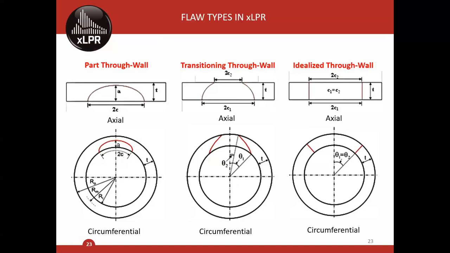After growing through wall, cracks are then treated as transitioning through wall flaws, or trapezoidal through wall flaws, which you can see in the center set of figures. Unlike shown in the figure here, they're treated as trapezoids rather than ellipsoids. After some period of through wall growth, the transitioning through wall flaws eventually become idealized through wall flaws with equal inner and outer diameter lengths for the case of axial cracks, or equal inner and outer diameter angles for the case of circumferential cracks.